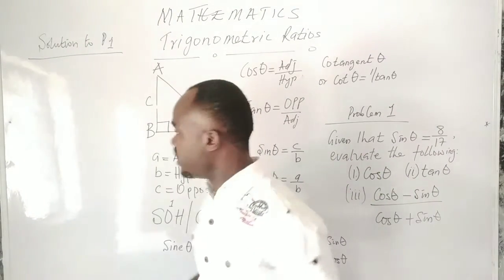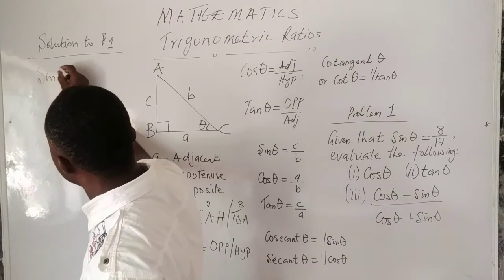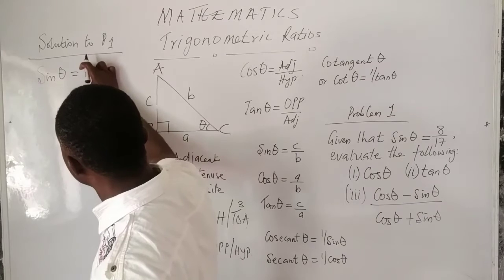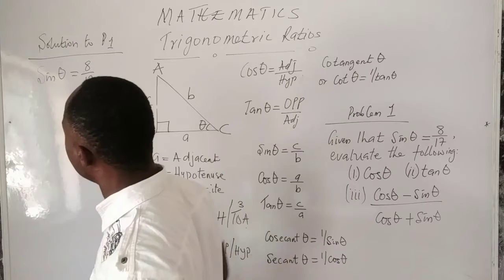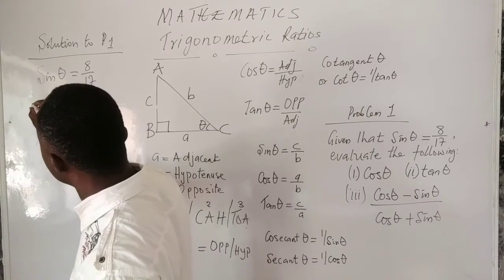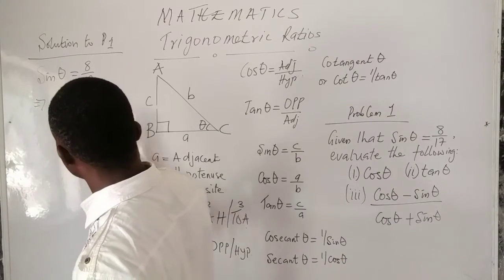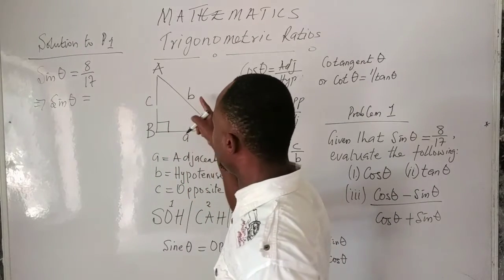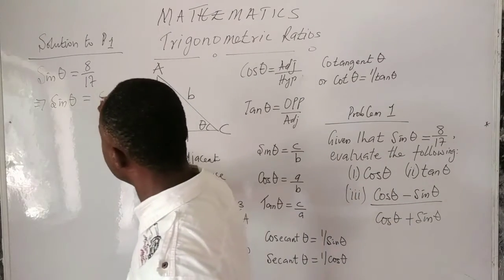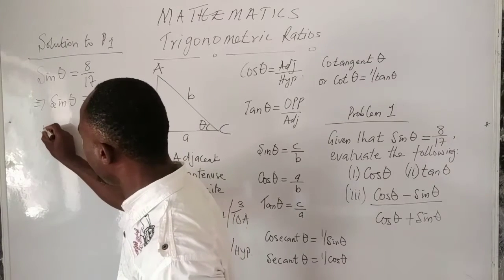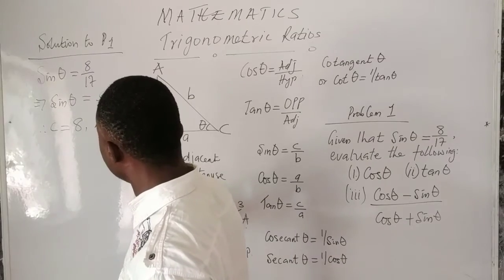So what we're going to do is, first of all, we state the question. The question is sine theta is given as 8 all over 17. So what do we do? What it means is that comparing this, sine theta is equal to opposite over hypotenuse, that is C over B, C all over B. Therefore, the value of C is 8, the value of B is equal to 17.